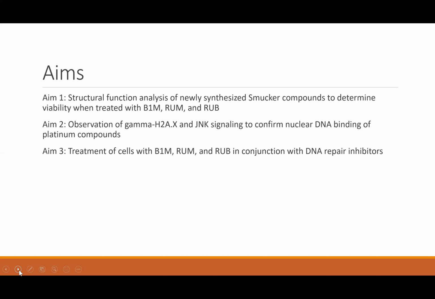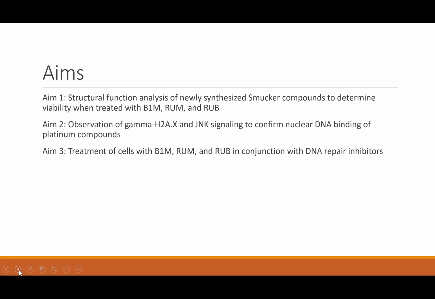So the goals of this project were to look at all three drugs, B1M, RUM, and RUB, to see if there's any sort of decrease in viability in the cancer cells, because it wouldn't be an effective chemotherapeutic otherwise. I also wanted to look at gamma H2AX and JNK signaling to confirm nuclear binding of DNA. And this is important because these 2 proteins tell us if our compounds are actually damaging the DNA instead of something else, and that they function in a similar manner to cisplatin.